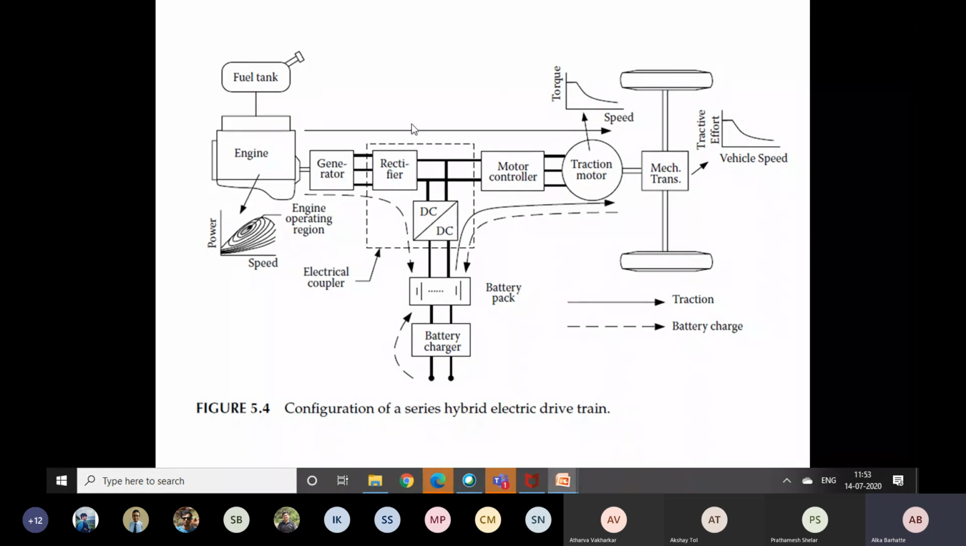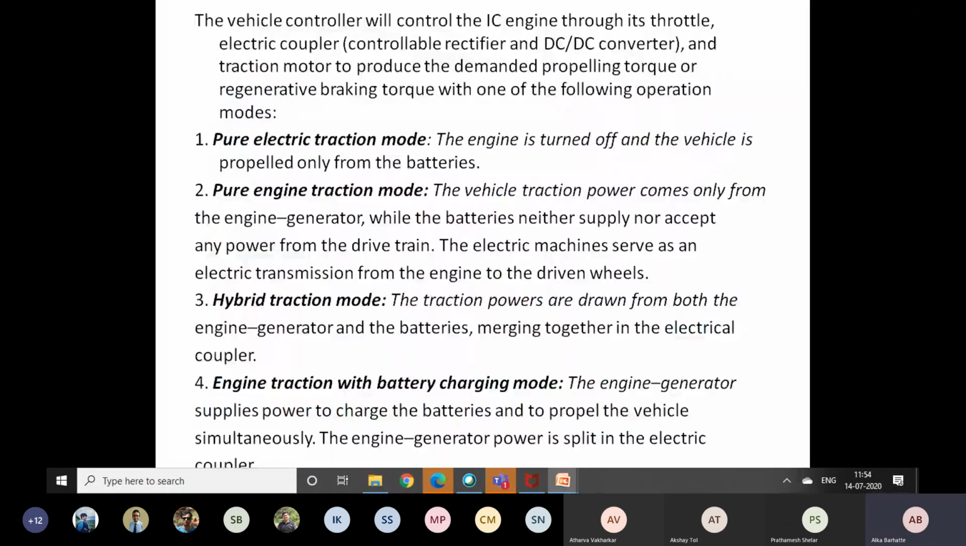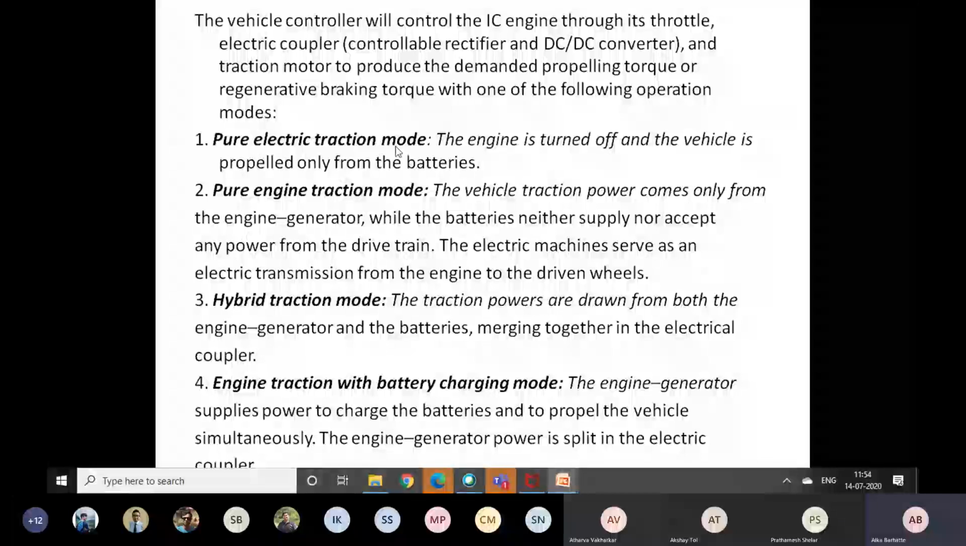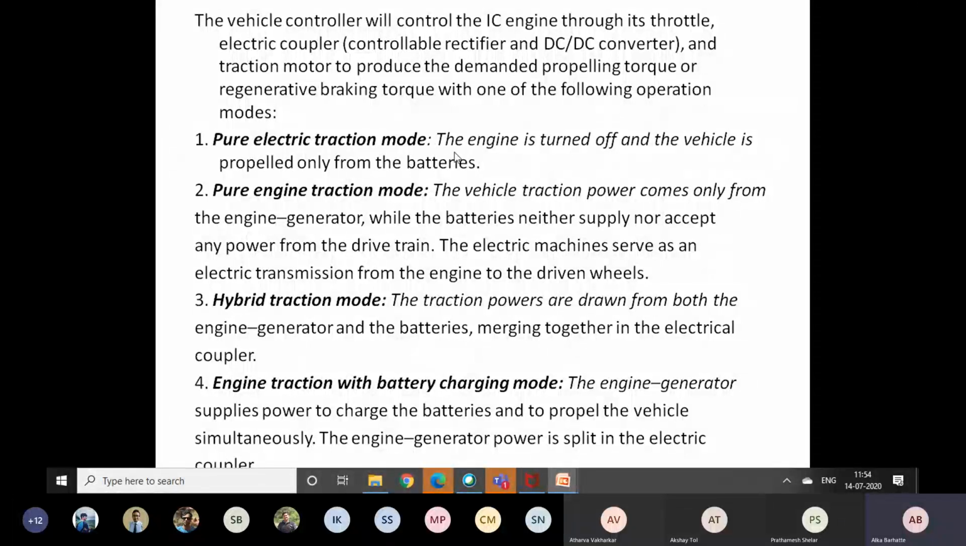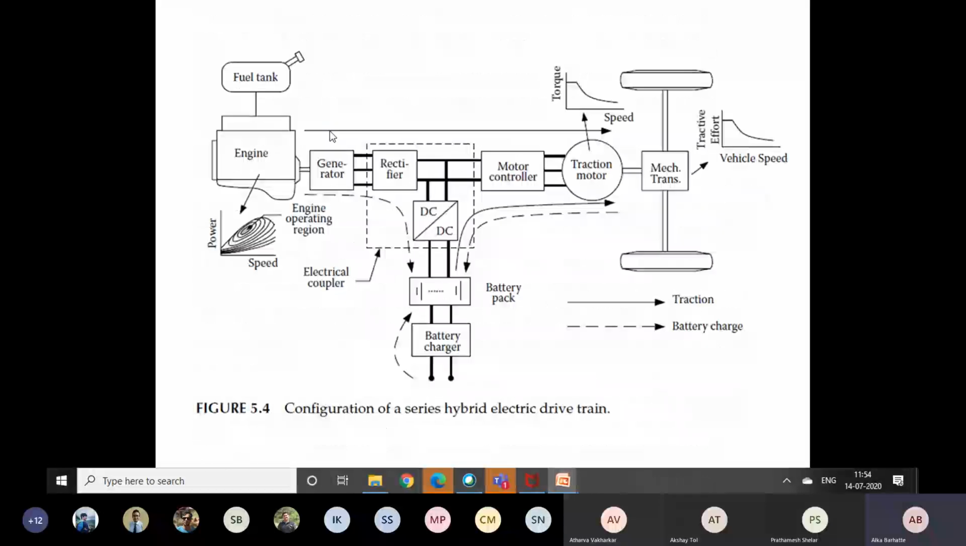Okay, or torque transfer from the engine to the drive. As I said, it works in 7 different modes. One is purely electrical traction mode. This pure electrical traction mode means the engine is turned off and the vehicle is propelled only by the batteries. Traction is the mechanism to drive your vehicle.